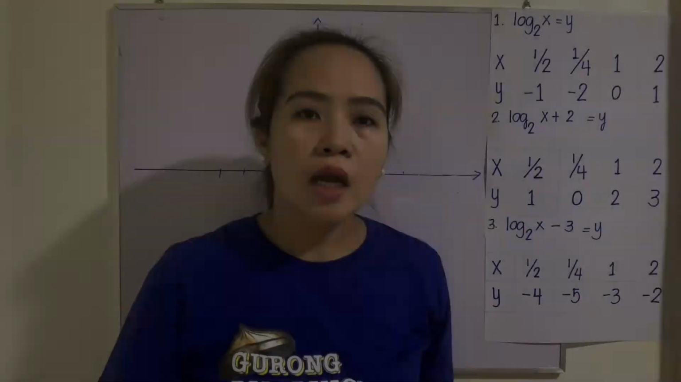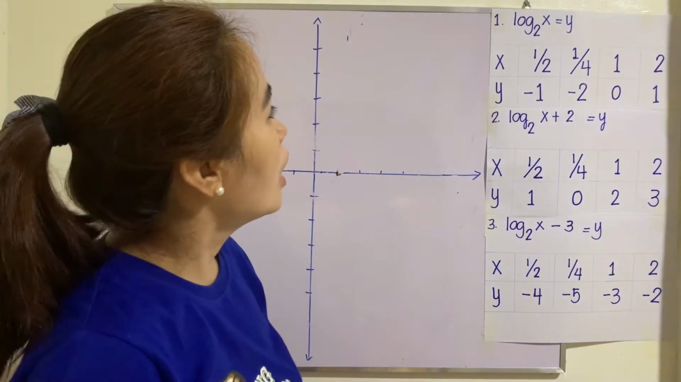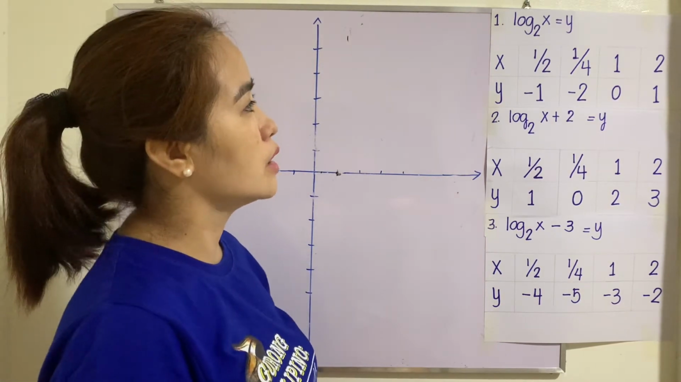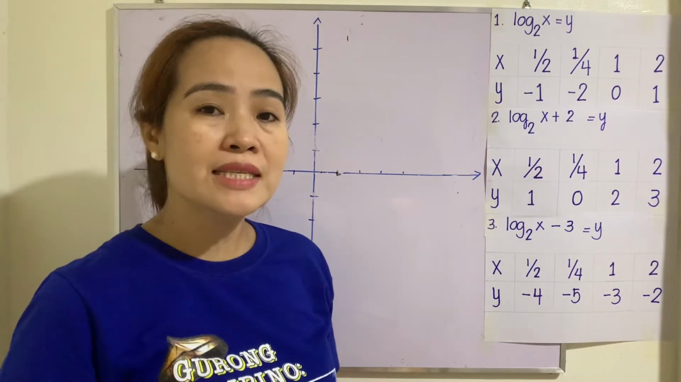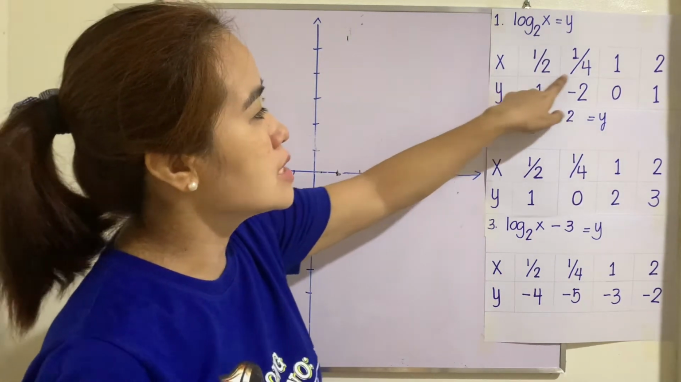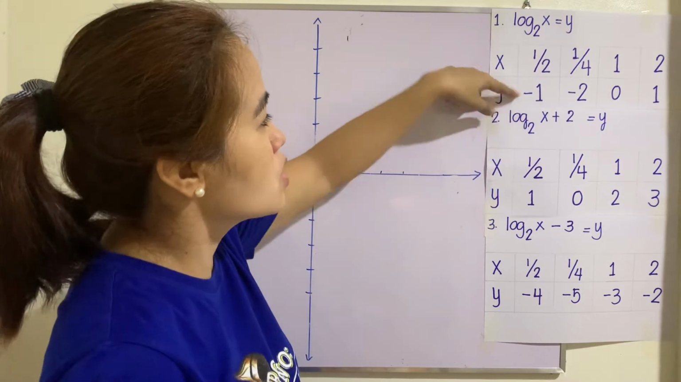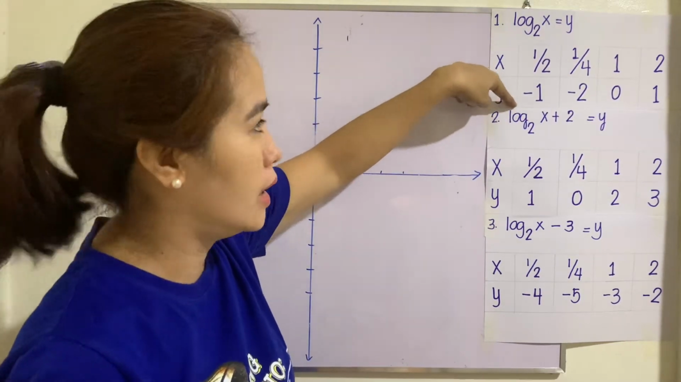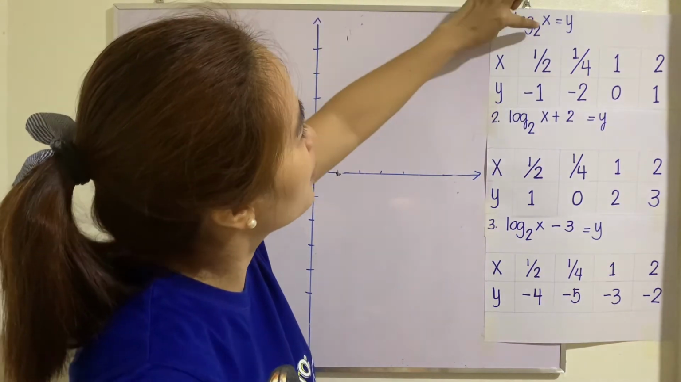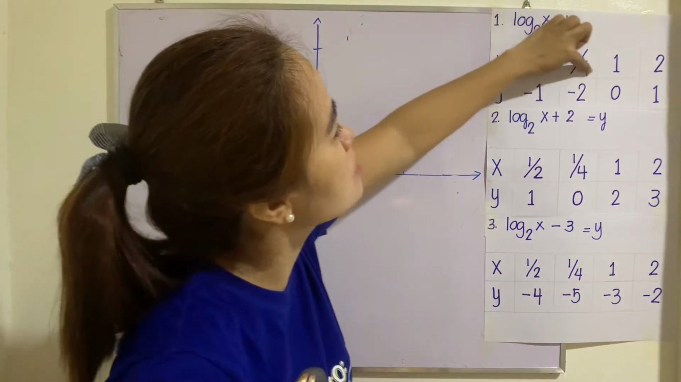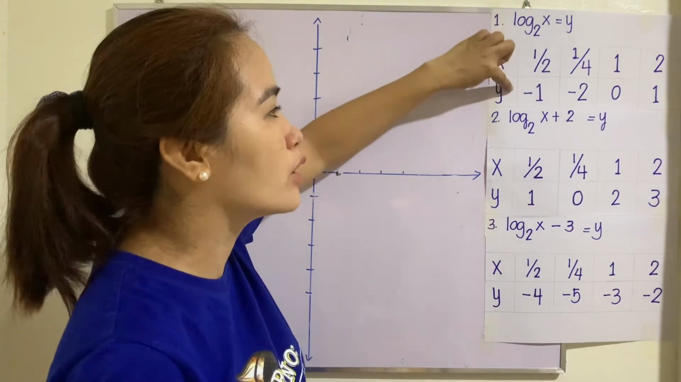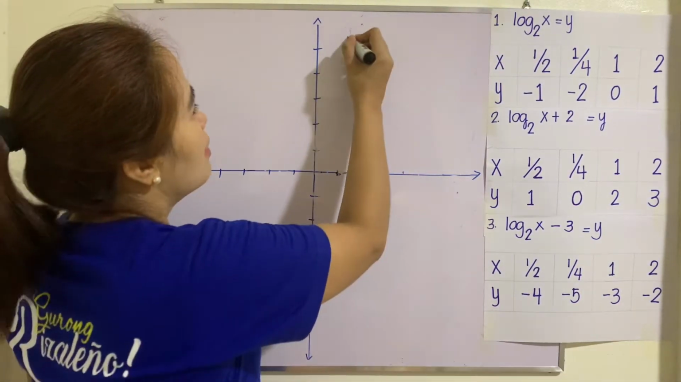Okay? Example number 1. Log of x to the base 2 is equal to y. Remember that this one can also be written as y is equal to log of x to the base 2. I already assigned values for x so that I can solve for y. I have chosen these values because if I will be replacing x by these values, I can get a whole number value for y.